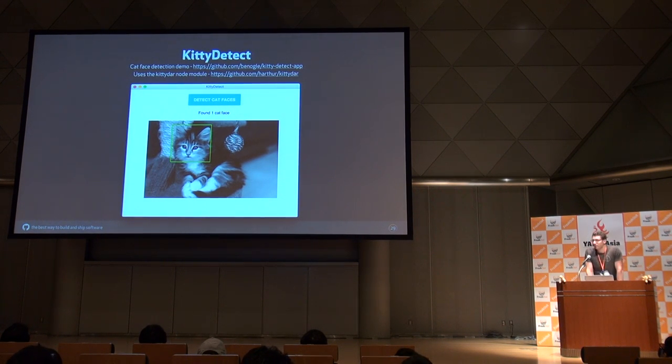And this is the awesome thing about Electron, that there's a lot of code out there that you can already use. So I didn't write the actual detection algorithm. All I wrote was the wrapper in Electron to do the integrations with, like, opening the dialogue and that kind of thing. So it uses this kittydar node module that already existed.